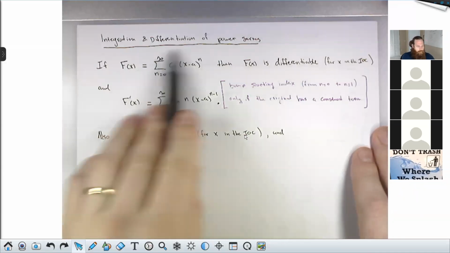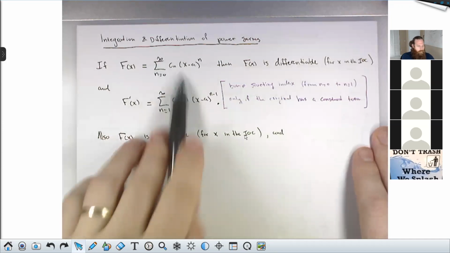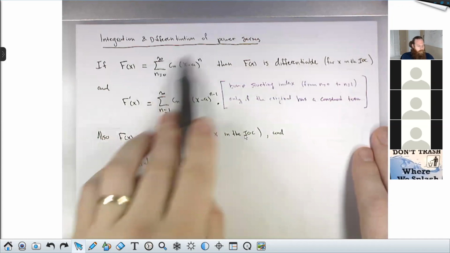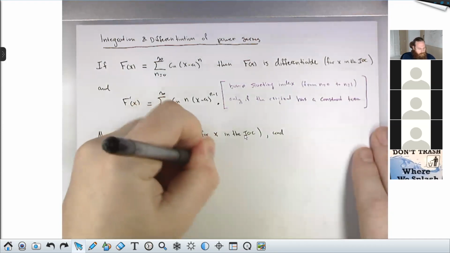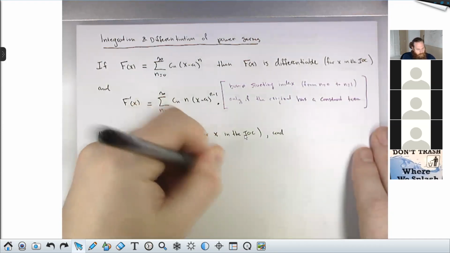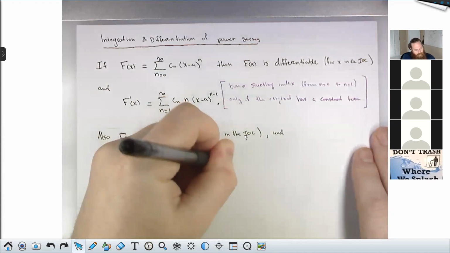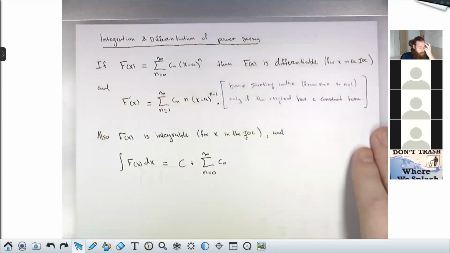And then if you integrate this thing, just like when you differentiate, you only pay attention to this term. When you integrate, you only pay attention to this term. And there's no funny business with the starting index. So the Cn, the sigma, all that stuff just comes along for the ride.